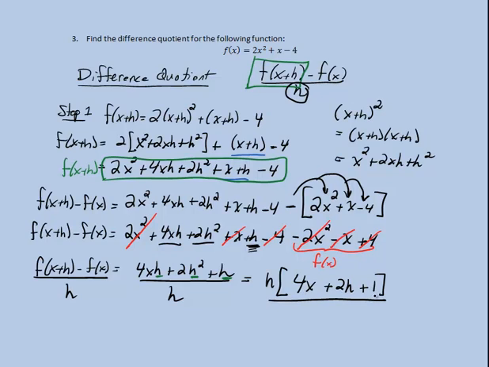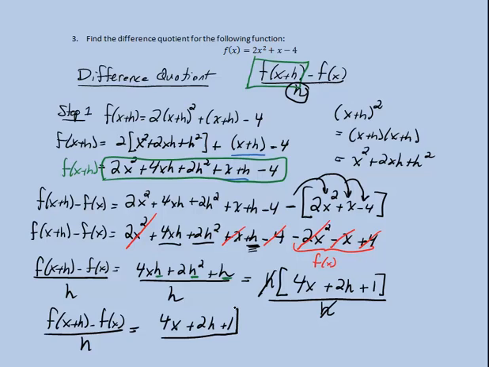So 4x plus 2h plus a value of 1, still all divided by a value of h. So notice now my h's cancel. So I am left with my difference quotient of f of x plus h minus f of x all over h, just to be what's left in the numerator, which will be 4x plus 2h plus a value of 1. So this will be the difference quotient of our function 2x squared plus x minus 4.